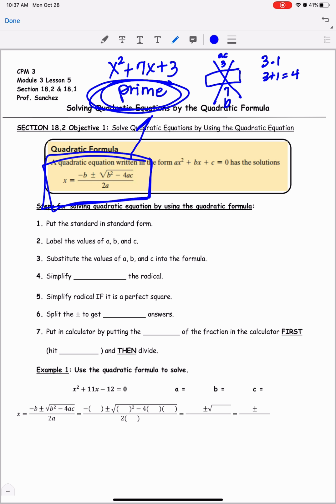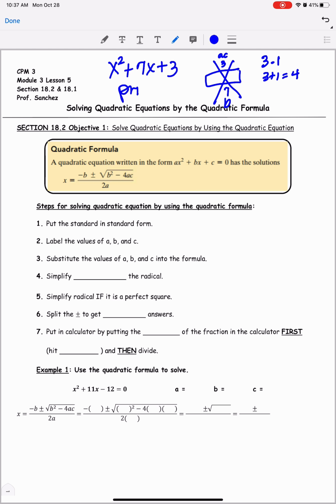Well, because now I have the quadratic formula, I can not only solve quadratics that are factorable, but I can also solve quadratics that can't be solved by factoring. So when we get radicals and decimals and stuff like that, that's where this comes in. So the good news is nothing is prime, everything can be solved. Bad news for you guys is there's a lot of work that comes with this one.